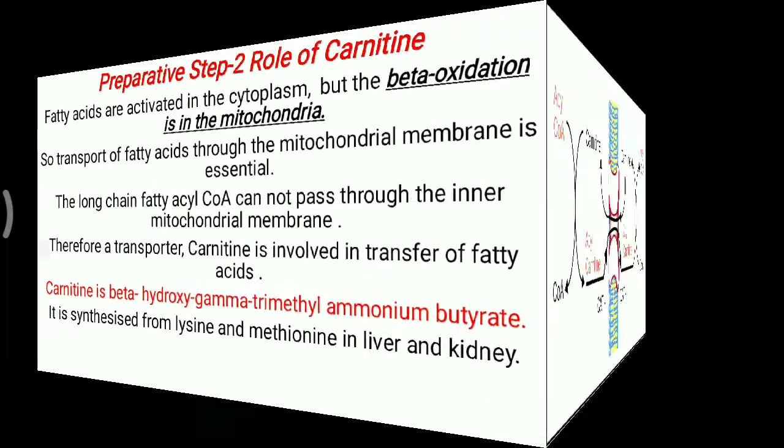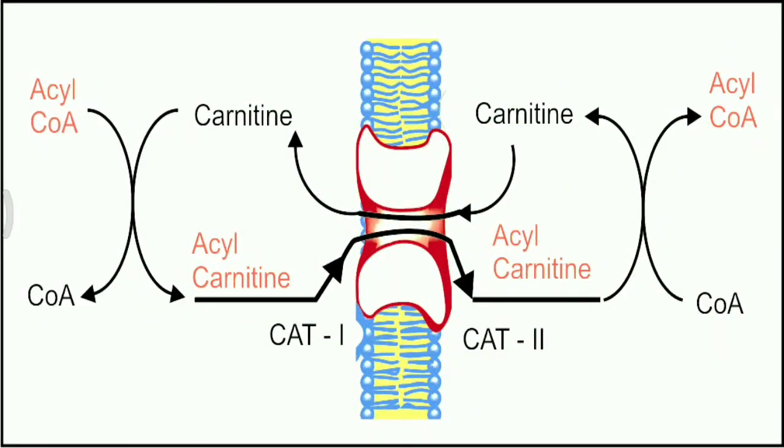It is also interesting to learn about long chain fatty acids, which we will look at later in this video. Once the acyl CoA generated in the cytoplasm attaches to carnitine, it makes acyl carnitine. Then it will be transported inside the mitochondria. That is preparatory step 3, with the help of carnitine acyl transferase, which transfers it across the mitochondrial membrane.